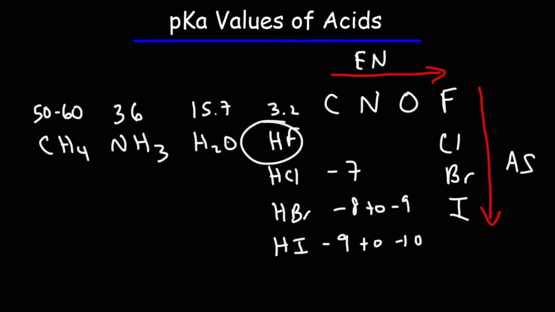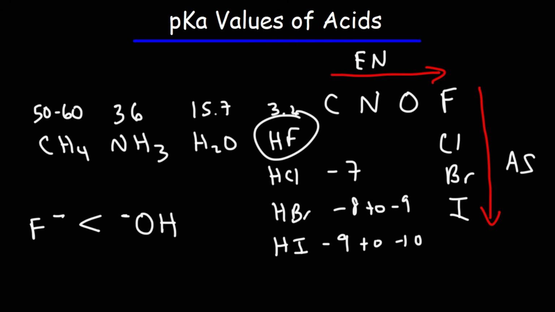Now, because HF is a stronger acid than water, that means that the conjugate base of HF, fluoride, is a weaker base than the conjugate base of water, which is hydroxide. So remember, the stronger acid has the weaker conjugate base. The weaker acid has the stronger conjugate base. So why is fluoride weaker than hydroxide? The weaker base is the more stable compound. The stronger base is the less stable compound. So fluoride is more stable than hydroxide.